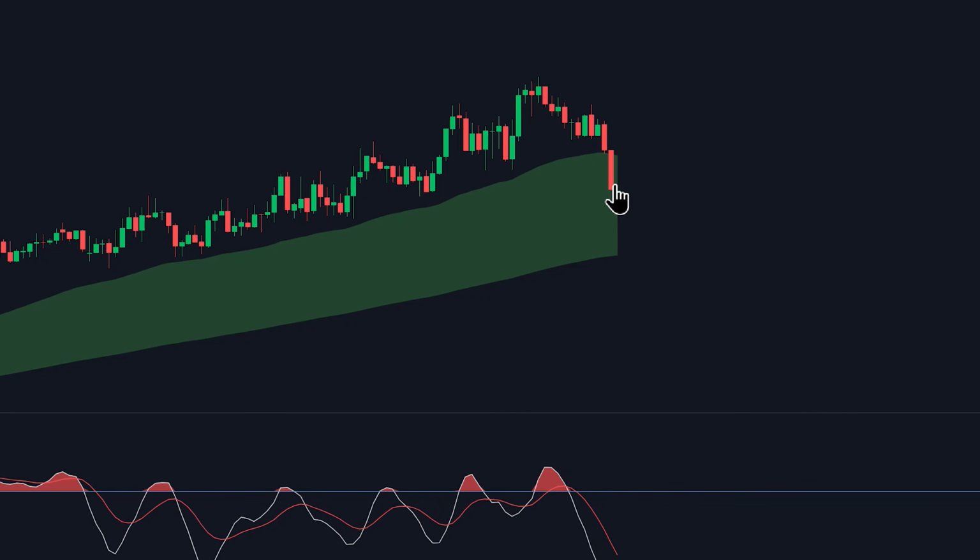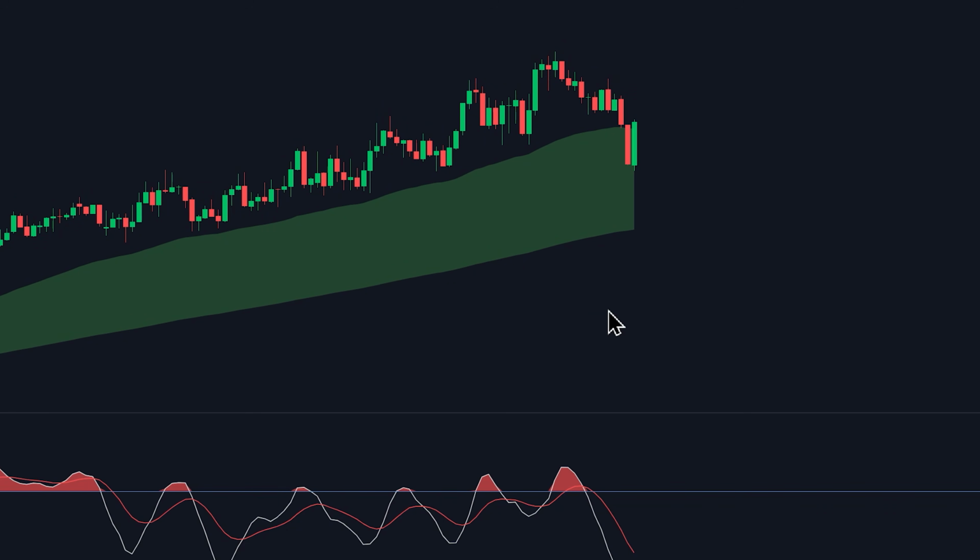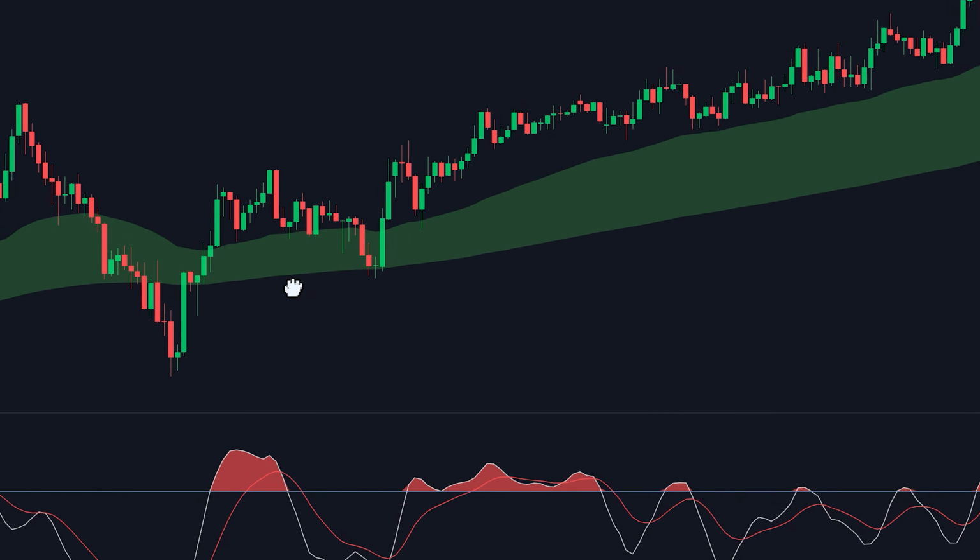Third, during the pullback, the price should touch the EMA cloud without breaking and closing below it. If a pullback just happens and the price doesn't touch the EMA cloud like this one, we skip that setup. We will also skip it if it breaks and closes below the trend cloud like this.